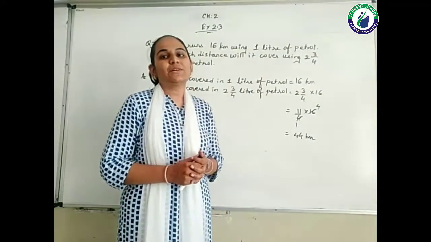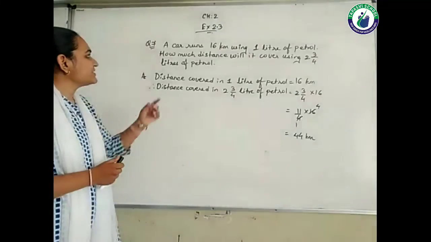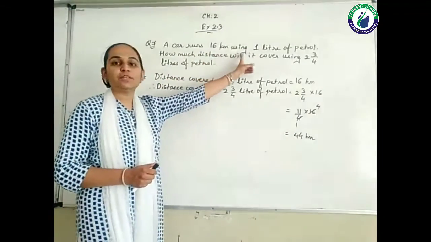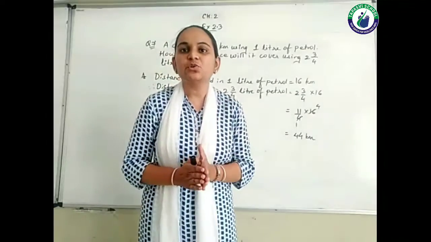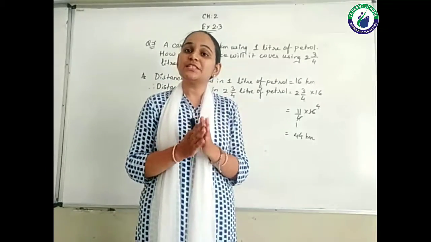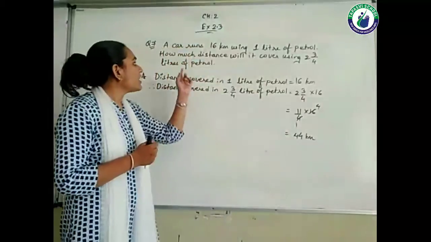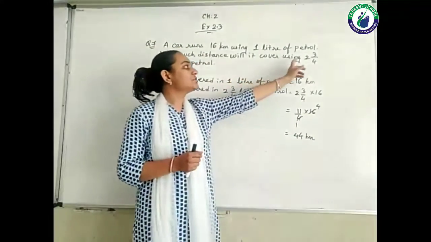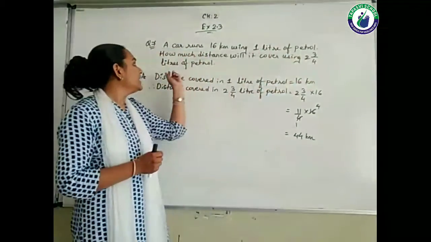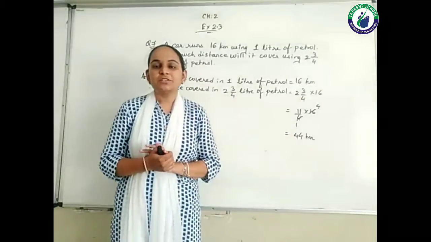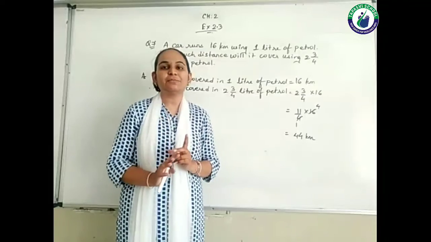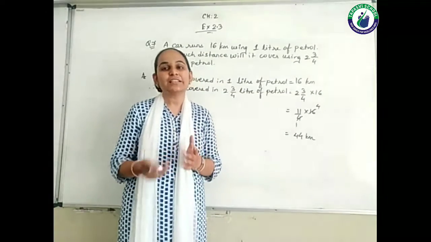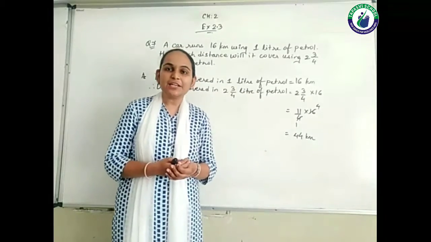Okay students, now let's see question number 7. A car runs 16 km using 1 liter of petrol. That means in 1 liter of petrol the car is covering a distance of 16 km. So how much distance will it cover using 2 integer 3 by 4 liters of petrol? So 1 liter, 16 km. So 2 integer 3 by 4 liters, how much distance? Again, students, the question is of multiplication.